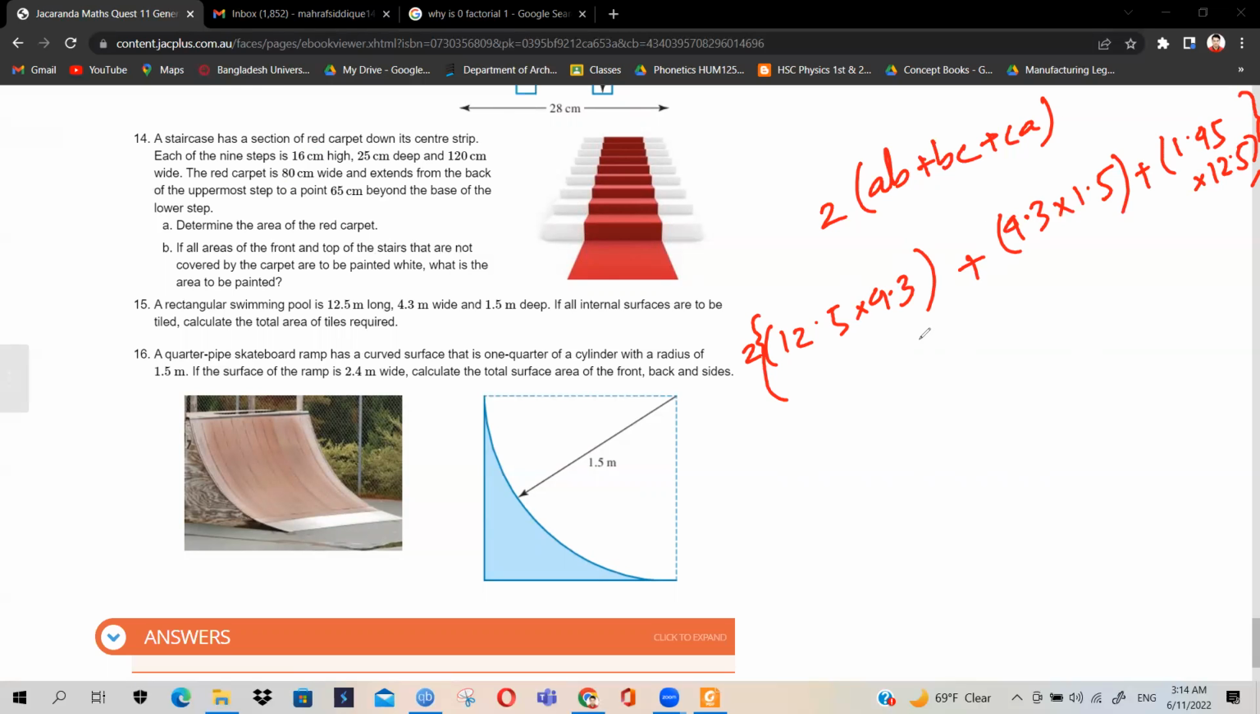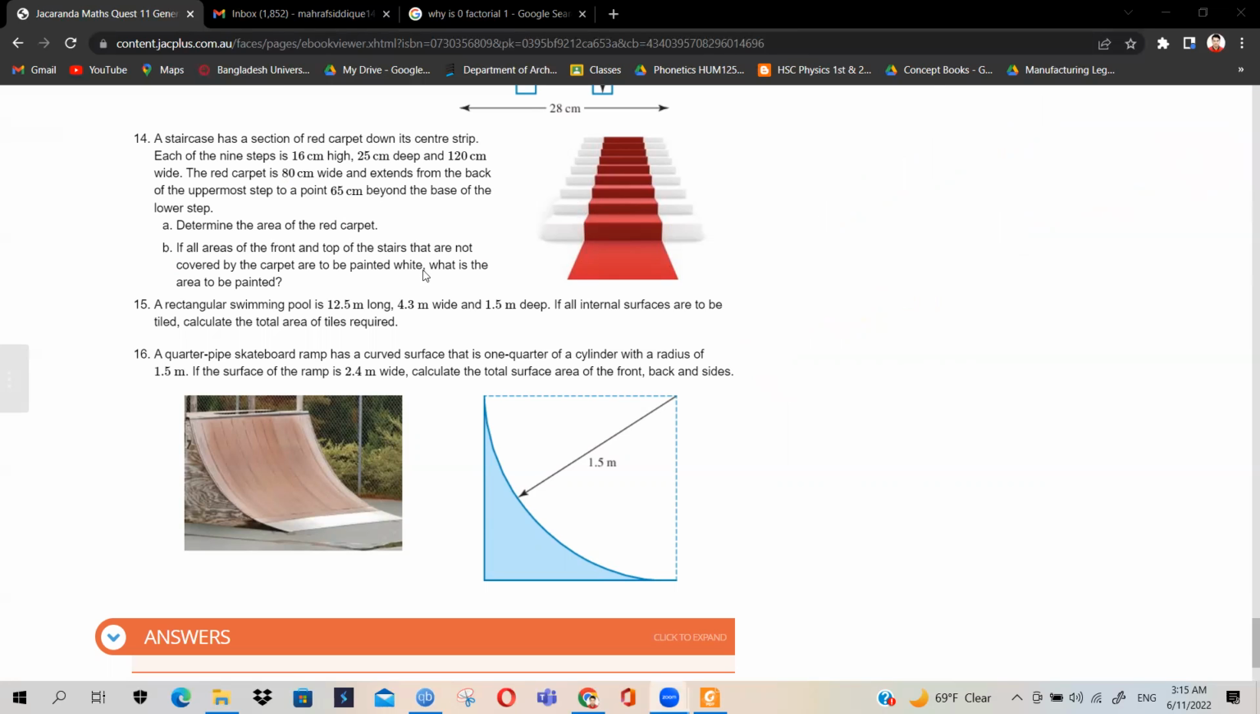A quarter pipe skateboard ramp has a curved surface that is 1/4 of a cylinder with a radius of 1.5 meter. If the surface of the ramp is 2.4 meter wide, calculate the total surface area of the front, back, and sides. So we have already got the values, that is the radius is 1.5 meter and we have to calculate a particular surface area for a cylinder.